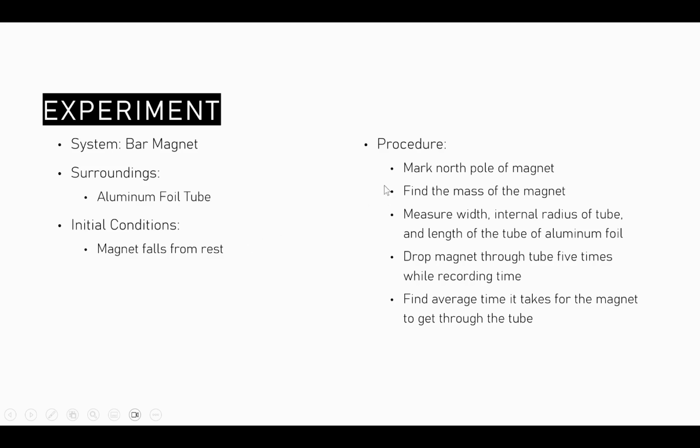The procedure followed was to mark the north pole of the magnet, then find the mass of the magnet, measure the width, internal radius, and length of the tube of aluminum foil, drop the magnet through the tube 5 times while recording the time, and find the average time it takes for the magnet to get through the tube.